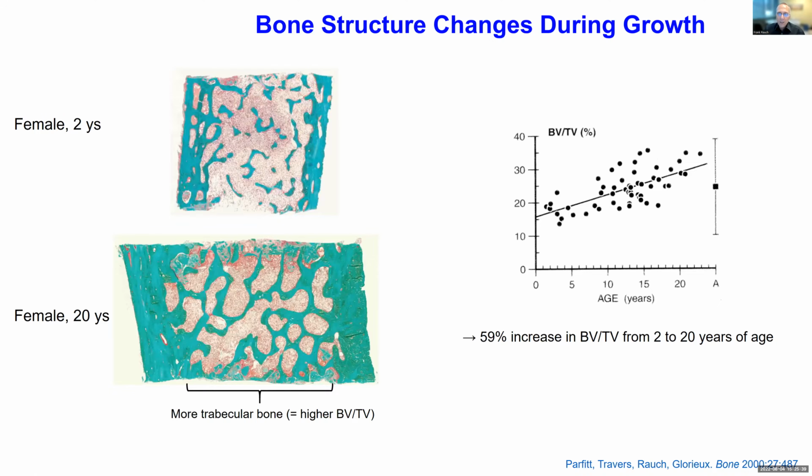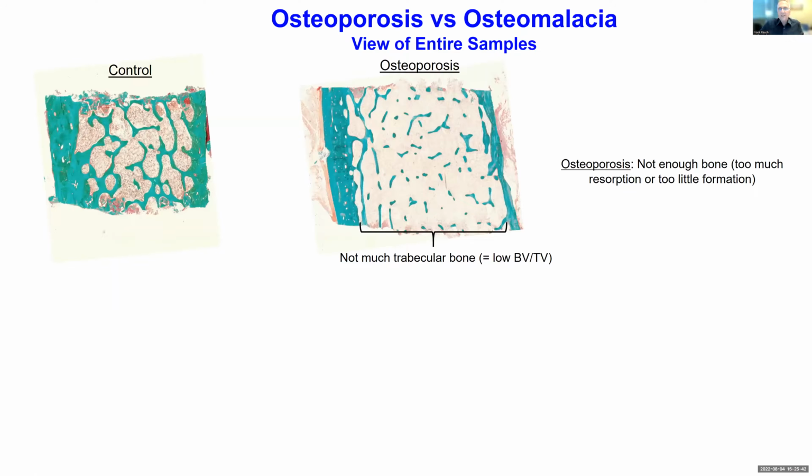All right, so then in terms of diagnosis, we have 2 groups of disorders that we can distinguish with histomorphometry that both on a clinical level will lead to low bone density, and one of them is osteoporosis. You can see here a case of osteoporosis. You can see that the trabecula are very thin and are like isolated islands compared to the control, where they are much thicker and better connected.